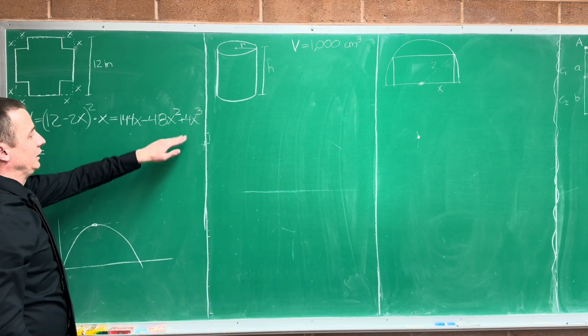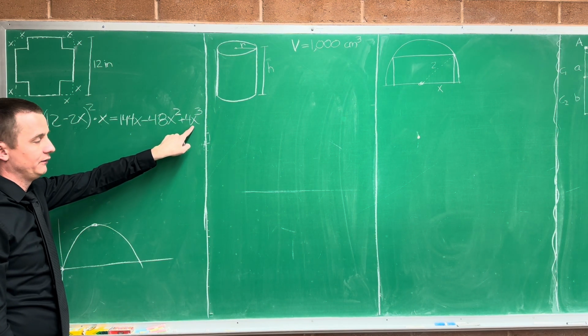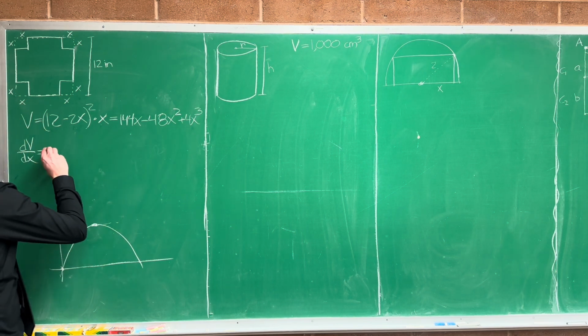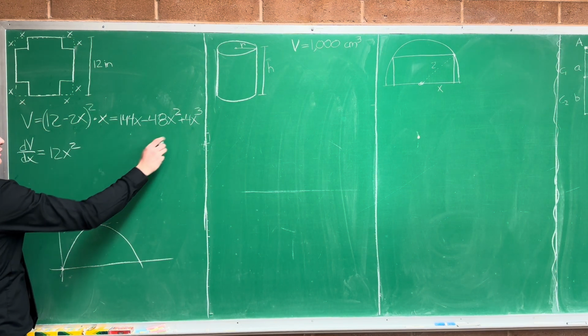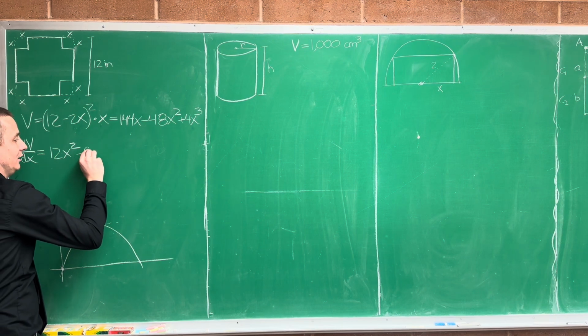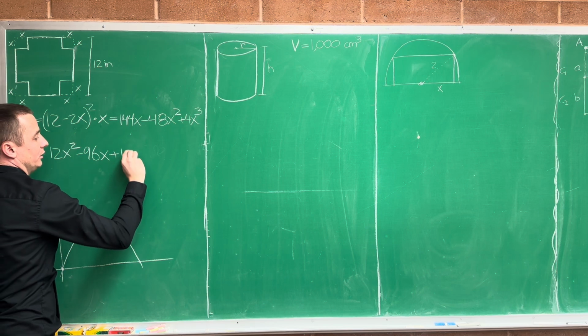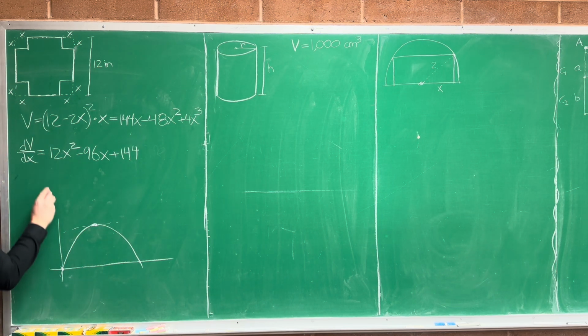Okay, now let's take the derivative. Let's start with this term. I want to write my highest power term first. So what's the derivative of this? 12x squared. Then negative 96x, plus 144. So there's our derivative.